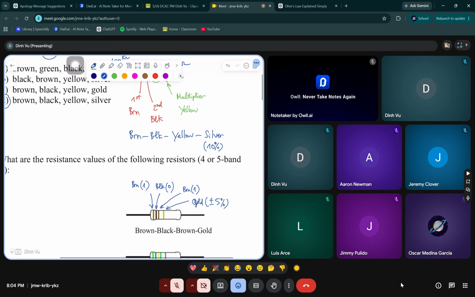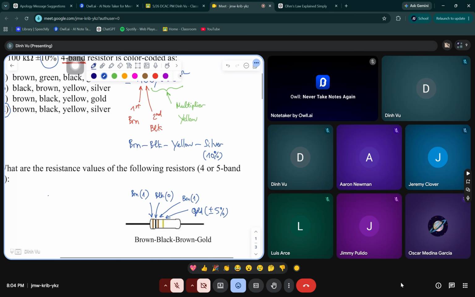So you write 1, 0, and add 1 more 0. So this is 100 ohms. So the value here will be 100 ohms plus or minus 5%.